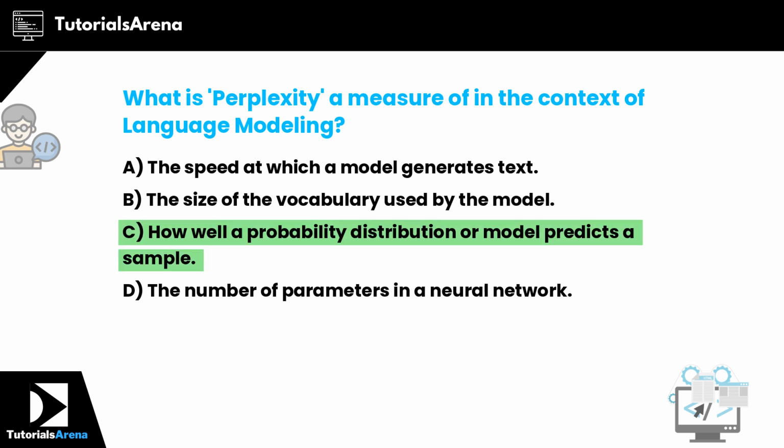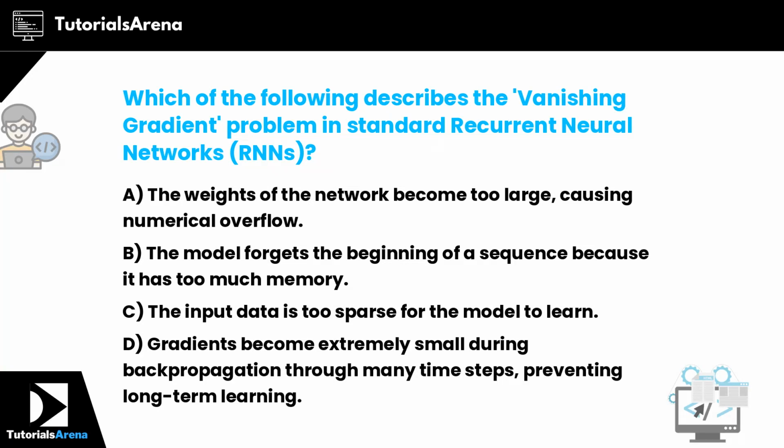The correct answer is option C. How well a probability distribution or model predicts a sample. Which of the following describes the vanishing gradient problem in standard recurrent neural networks, RNNs?